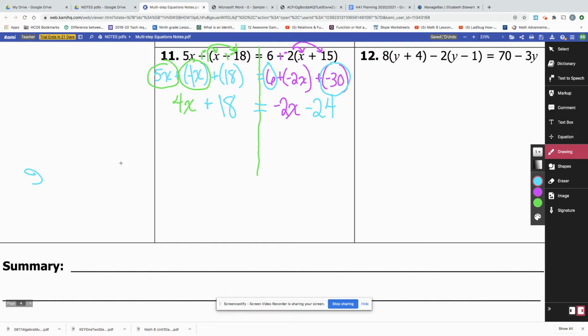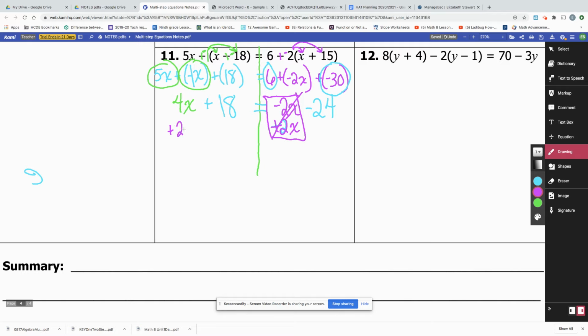So what do I want to do first? Should I subtract 4x from both sides? I sure could do that. If I subtract 4x, I have to subtract it from negative 2x. Let's just do something a little different this time. Let's say add 2x to both sides. Add 2x, because this is going to zero out negative 2x plus 2x becomes 0.